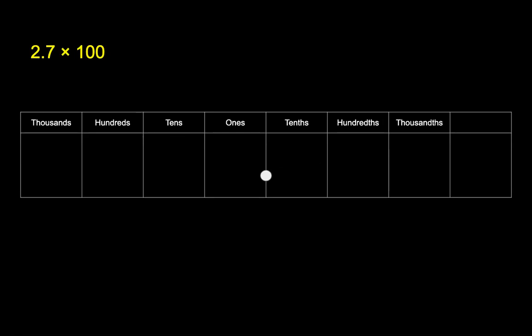Right. 2.7 times 100. First thing we need to do is write the 2.7 down. And now we've multiplied by 100, not 10. Now multiplying something by 100, is that not the same as multiplying by 10 and then multiplying by 10 again? Isn't 100 just 10 times 10? Yes, it is. So the 2 and the 7 are both going to become 100 times bigger.